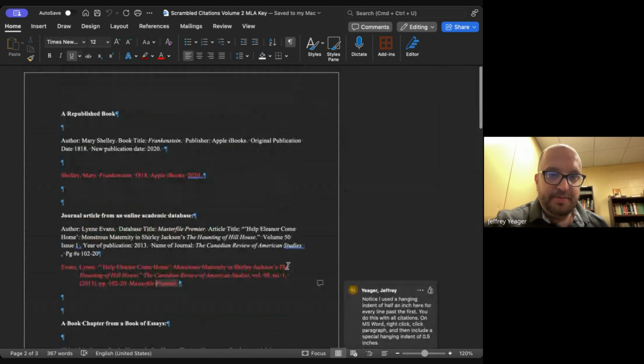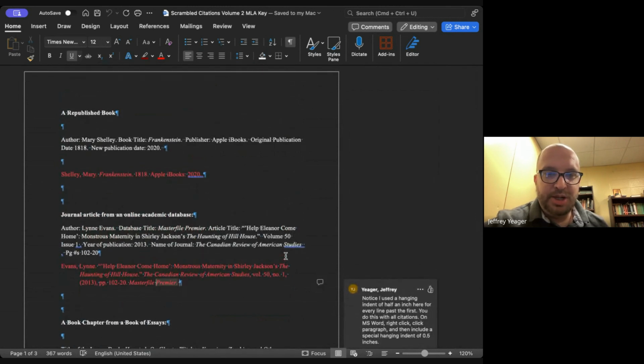But for when you do your annotated bibliography, Maggie, this key is up on Moodle, and pretty much everything you need to know to cite is on here.